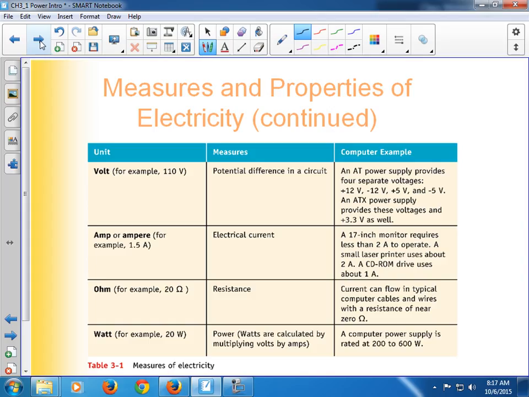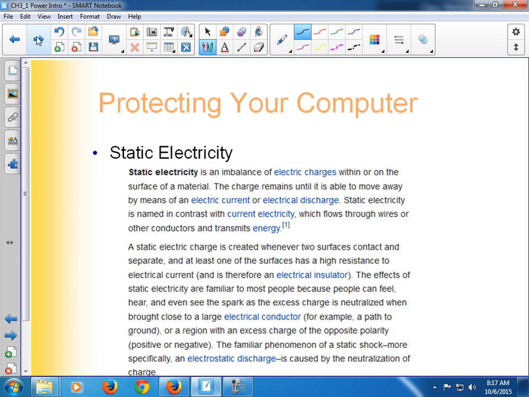Okay, so here's the book definition. Voltage is the potential difference in a circuit, and we have different voltages coming out of our power supply. Amperage is the current going through those circuits, and I have a little example to understand electricity a little more. And wattage is the total power calculated by multiplying volts times amps. When we talk about power supplies, we really need to understand wattage to make sure that we're getting the correct one.